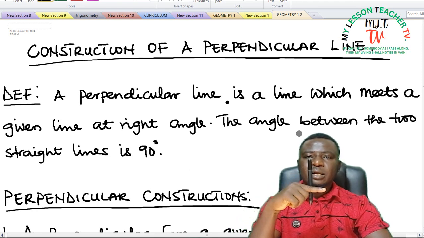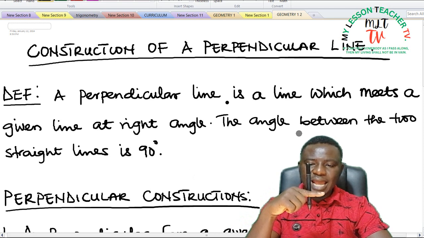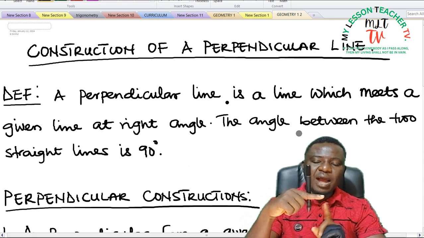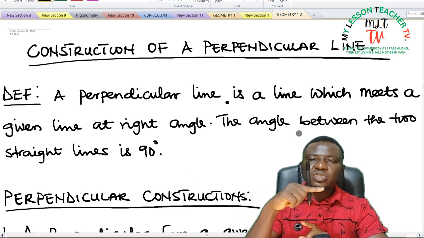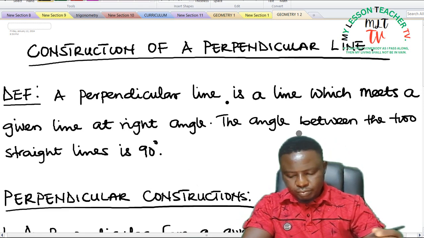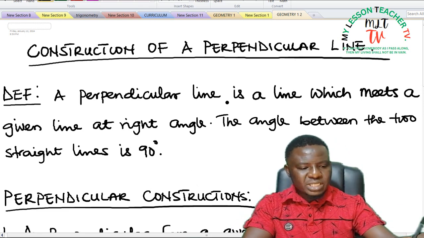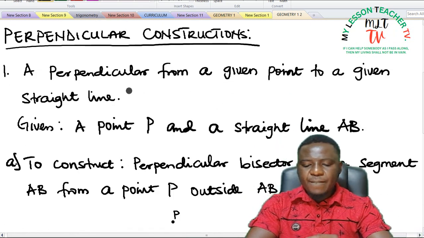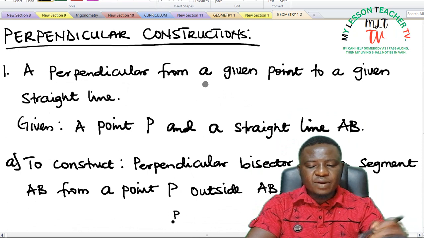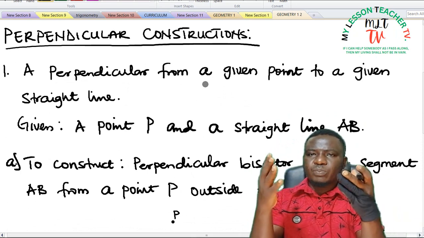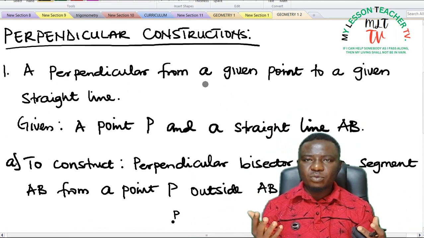So if you have two lines meeting at just one point, where the angle between both of them is said to be 90 degrees, such lines are said to be perpendicular lines. So how do we construct a perpendicular line? Step one, a perpendicular from a given point to a given straight line.